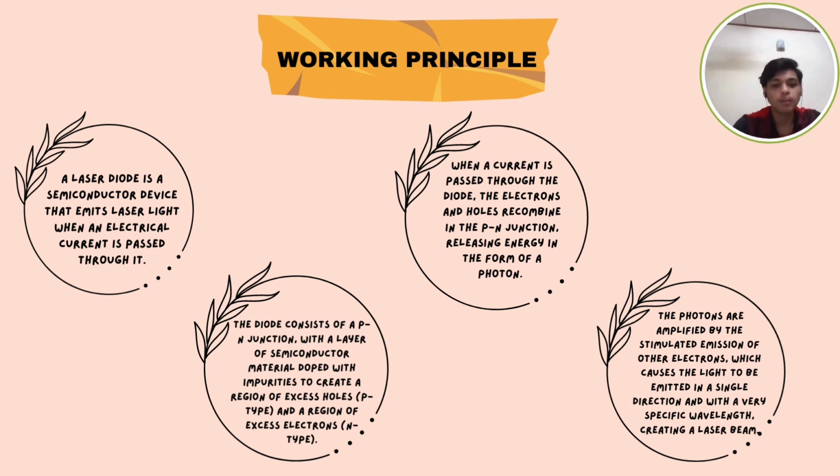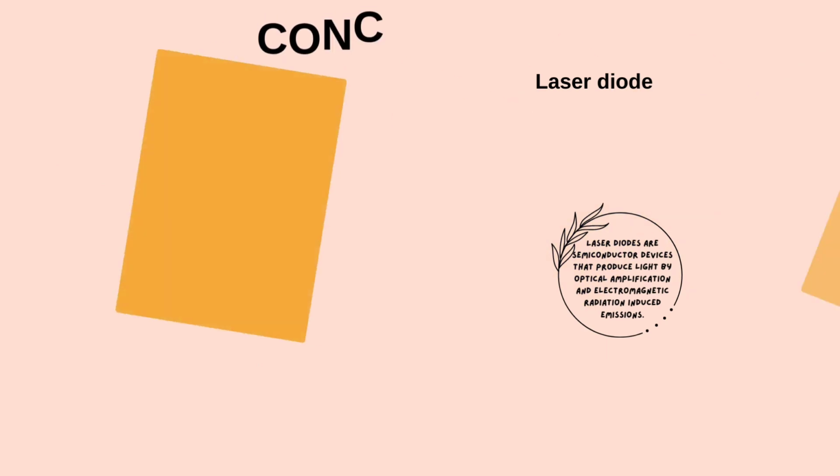In summary, the working principle of a laser diode is based on the process of stimulated emission of radiation, which occurs in the active material of the diode. The active material is placed between two mirrors, which are used to form a standing wave pattern that amplifies and emits the light in a single, highly collimated beam. This process is called laser action.